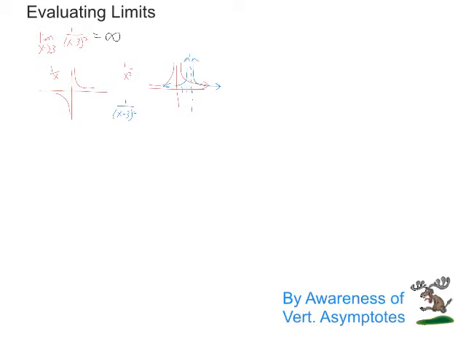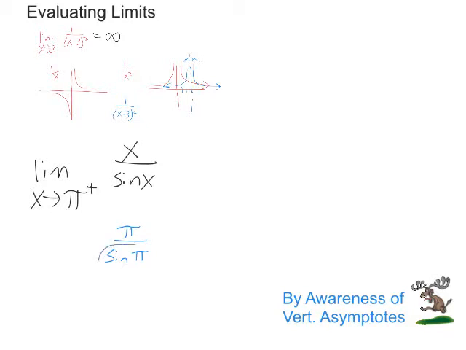Okay, so what we could say is maybe we want to know about the limit as x goes to pi from the positive side of x divided by sine x. Well, our direct substitution fails us because what we get is pi over sine pi, and we know that sine pi is 0. And since we can't divide by 0, that doesn't work for us. So what we can do is think about what this might look like. And in this case, trying to visualize the graph is a little bit harder.